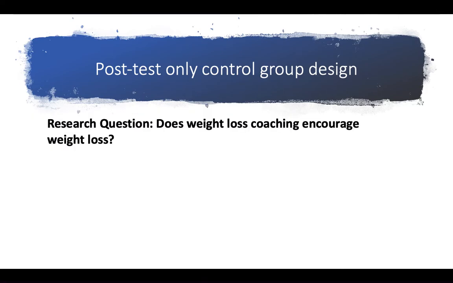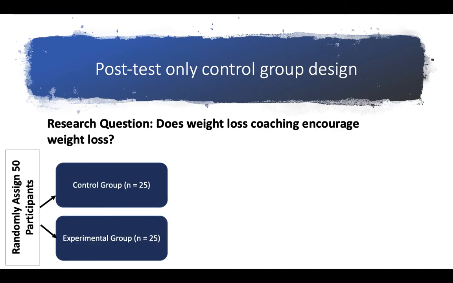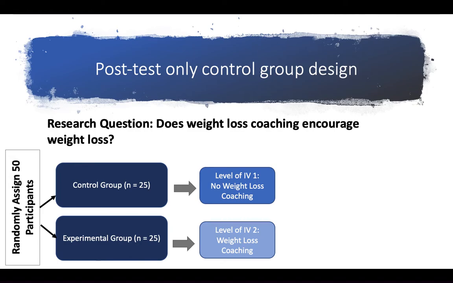So you have the research question, does weight loss coaching encourage weight loss? So let's say you want to use 50 participants and you randomly sample them from the population. You will then take your 50 participants and randomly assign them into your two groups, your experimental group and your control group. Then you would administer each level of the IV to your two groups. So your first level of the independent variable for your control group could be no weight loss coaching. Your level of the independent variable number 2 for your experimental group could be weight loss coaching.